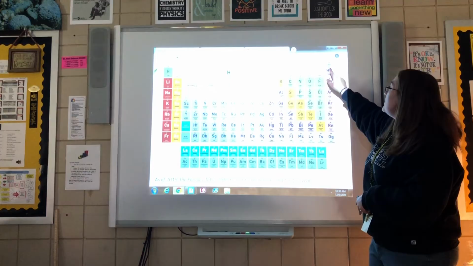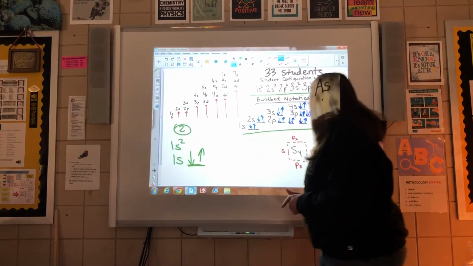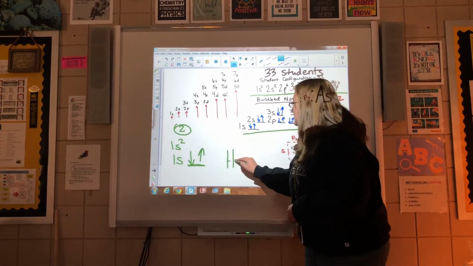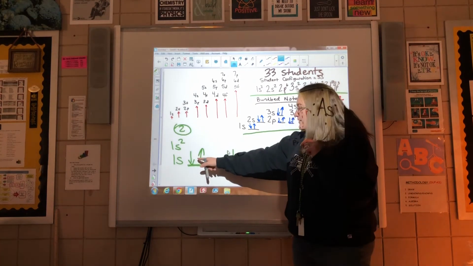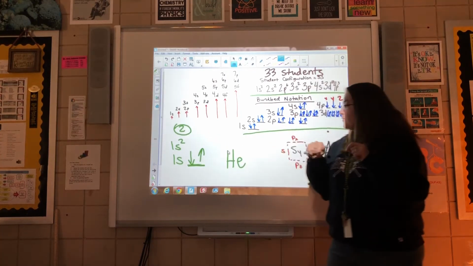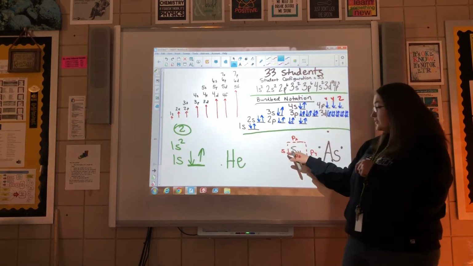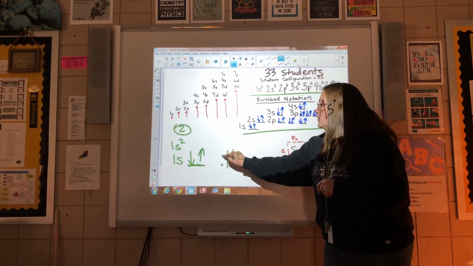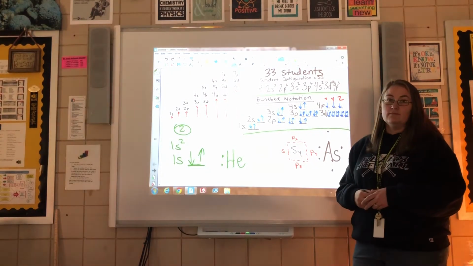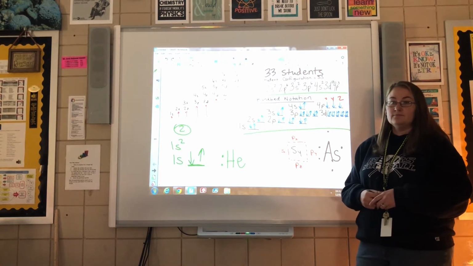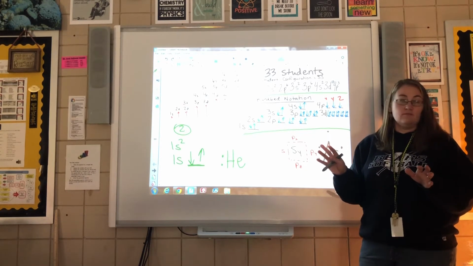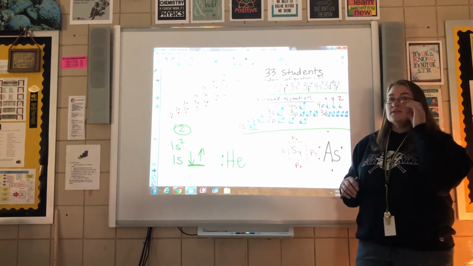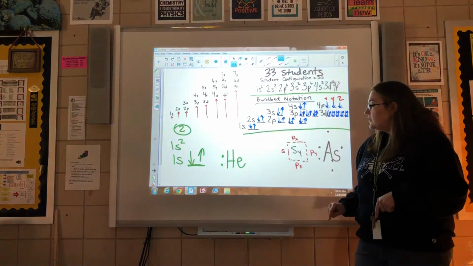All right, so helium is our number 2. So we have He, and we have 2 students in the S level, and the S is on the left side, so we're going to do 1 dot here, 1 dot there. And that's our helium. Are y'all with me? Everybody with me? A little bit? Okay. Let's go to the third one and let's see how that one goes.